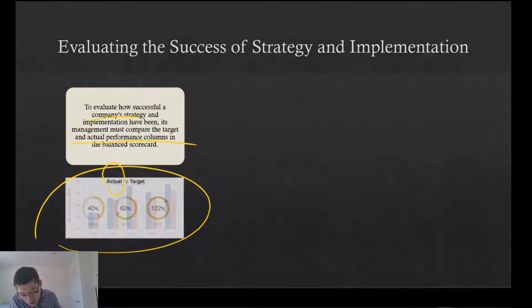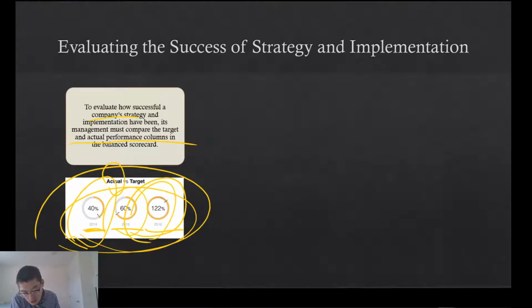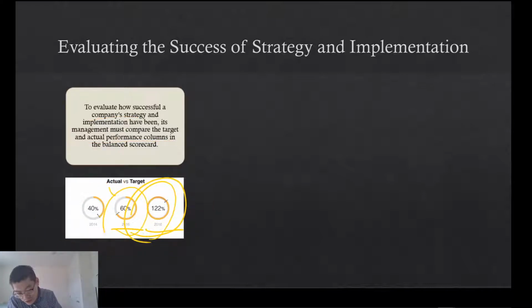You could use this chart, or you can use this pie chart to compare your actual and your target performance. So here, in 2014, your actual performance is 40% of target, and in 15 it is 60% of the target performance. And then in the year 16, we achieved our target and exceeded it by 22%. All these are different reports you can prepare to generate this kind of analysis.